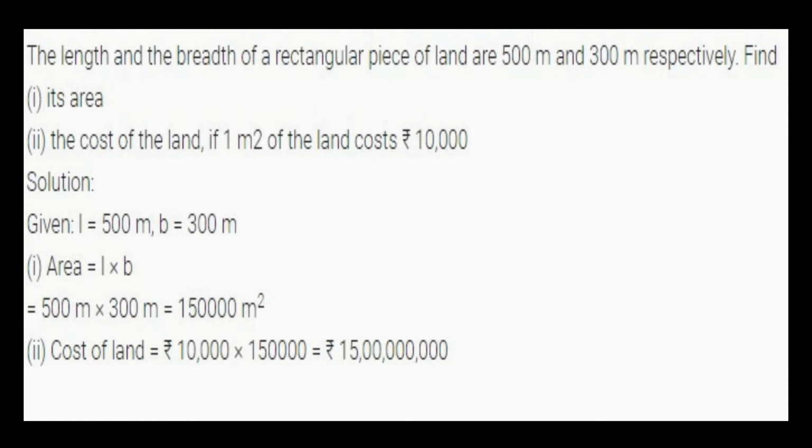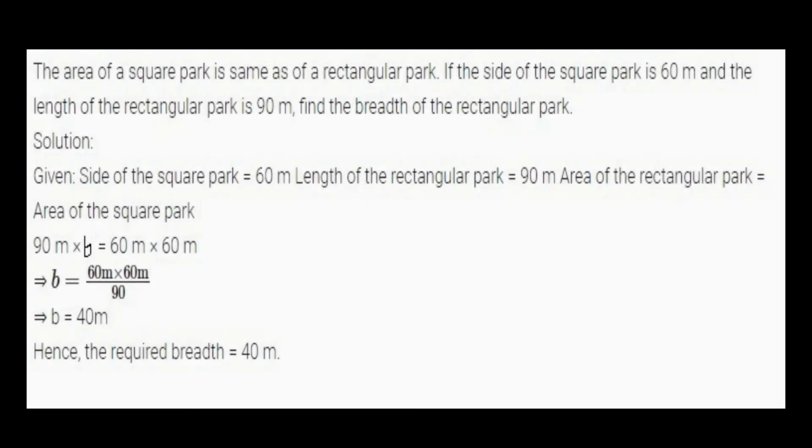So if we multiply the rupees 10,000 with the 1,50,000, we will get the total cost of the land, right? It's a basic sum. So I think it's a very easy sum, right? So let's head towards our next sum. So it is also a very easy sum.